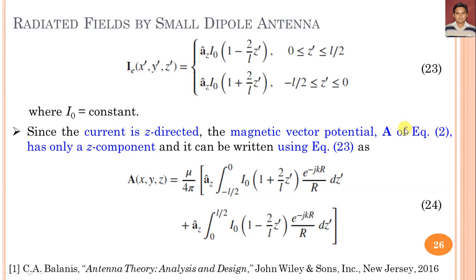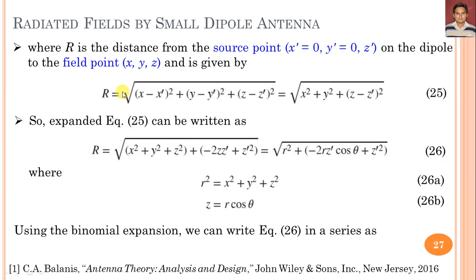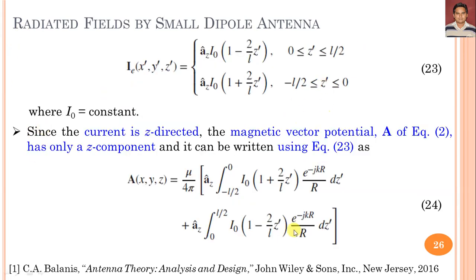And then we can compute by using equation 23, and we have calculated A x y z. We are putting this value in equation 2, then we can find the value of the magnetic vector potential A. We have integrated from minus L by 2 to 0 and 0 to L by 2, because the current is different from minus L by 2 to 0 and 0 to L by 2. So this is the magnetic vector potential A due to the current existing on a small dipole antenna. Then further we need to calculate two important factors.